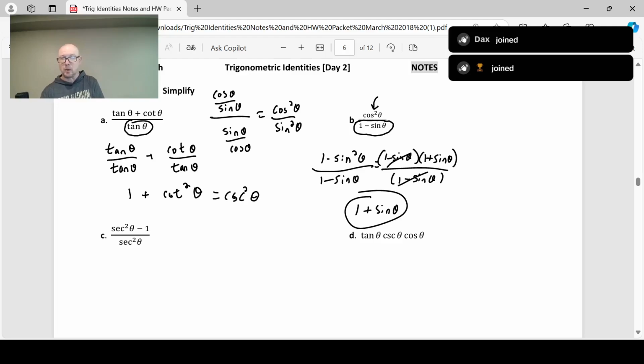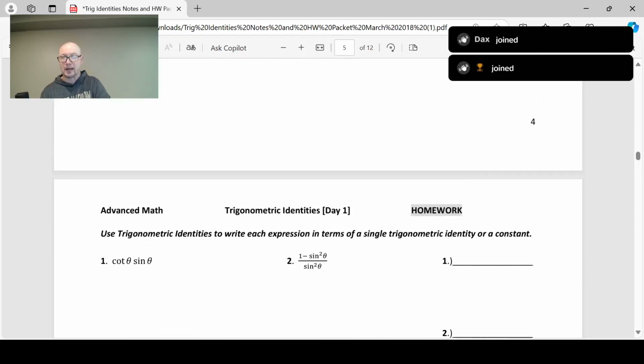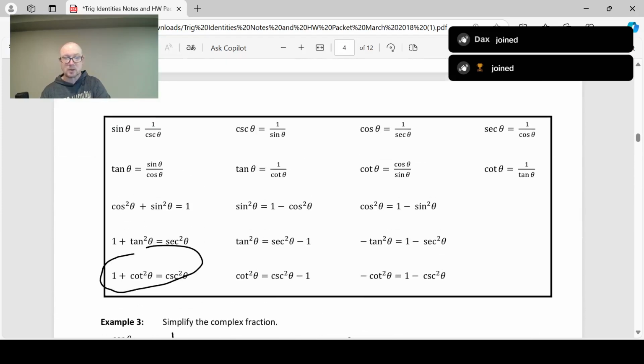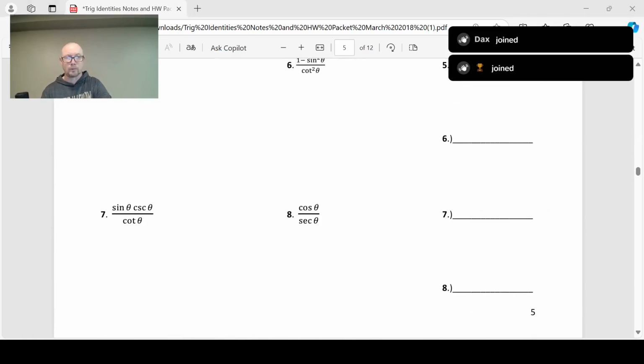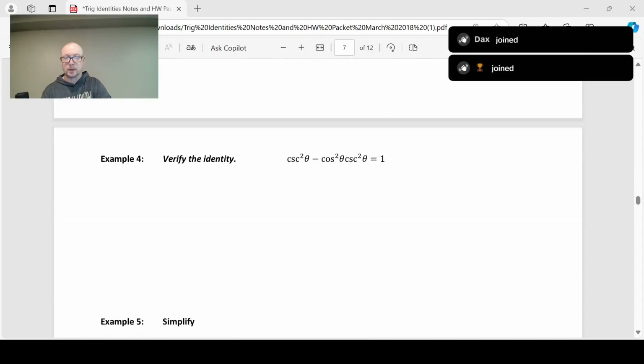Okay? All right. So what can we do in part C? Well, in part C, we can either do what we did in part A, since it's a single denominator, and split it up, or we can look and see if this is a Pythagorean identity and see if we can replace that. So secant squared theta minus 1, if I go back, secant squared theta minus 1 is equal to tangent squared theta. All right, so let's go back.